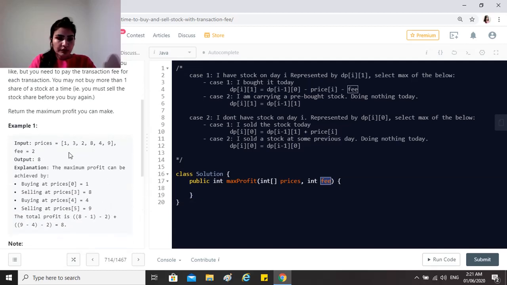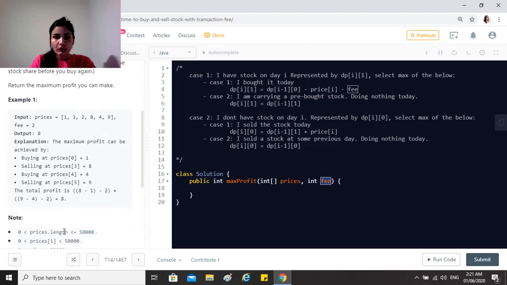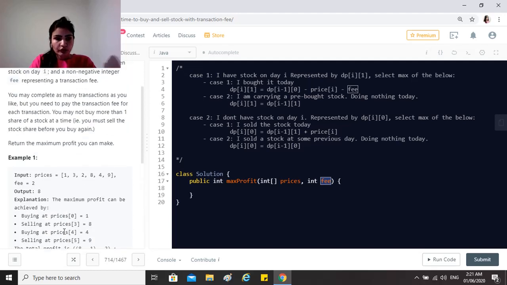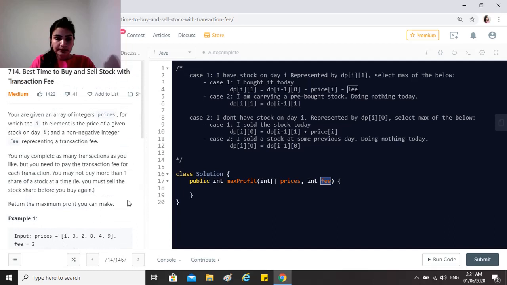As you can see here, this is the given array, and the maximum profit is that we are buying at 1 and selling at 8. So the difference is 8 minus 1, that is 7, minus the fee 2, so 5, right? And similarly, we are buying at 4 and selling at 9, so that is 9 minus 4 minus the transaction fee, which gives a total of 8.